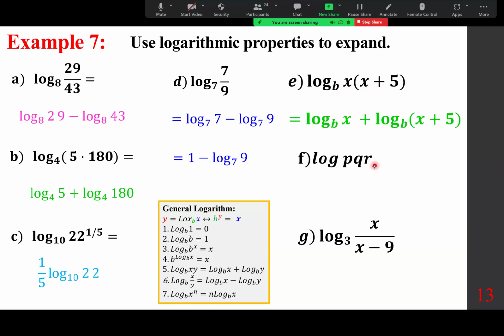Log of PQR, just separate them into 3 pieces. Again, using number 5, the product rule. Log P plus log Q plus log R, no base, means base 10, means common log.